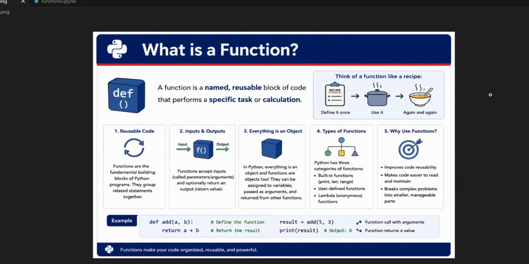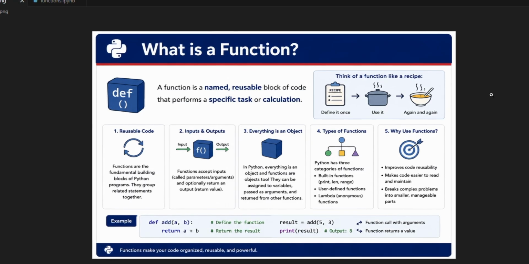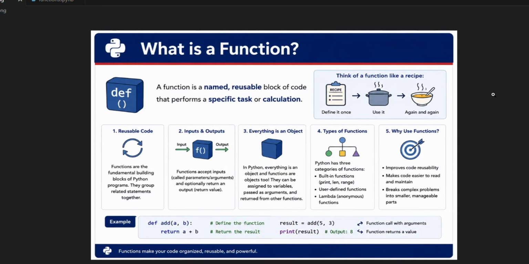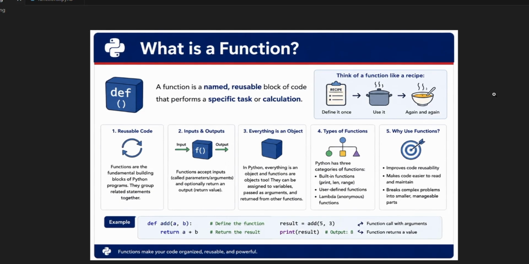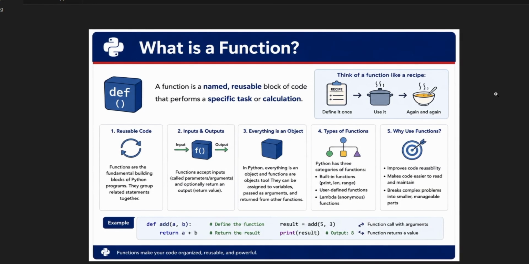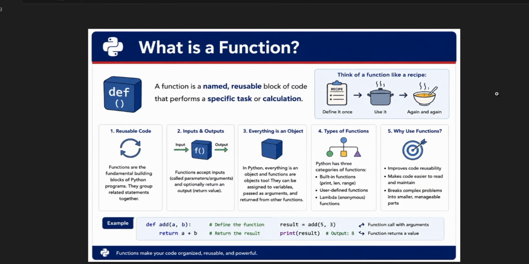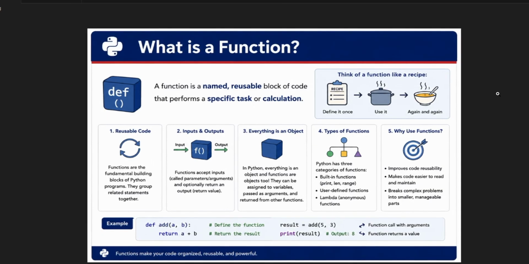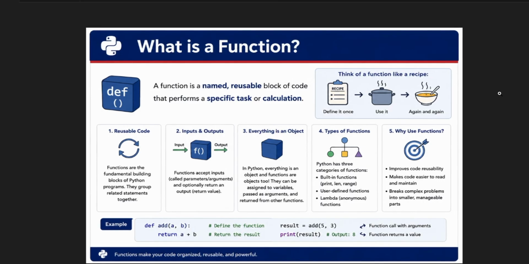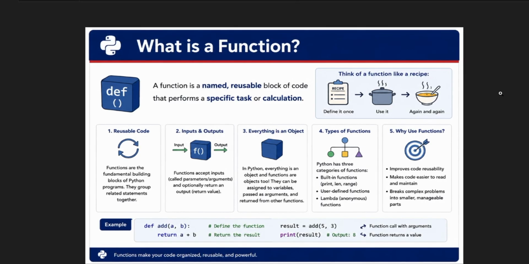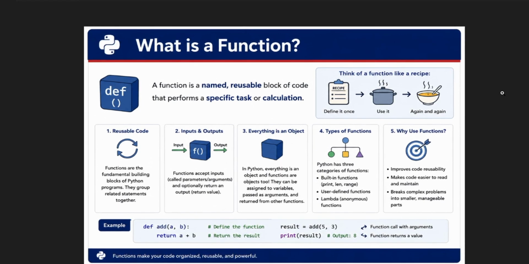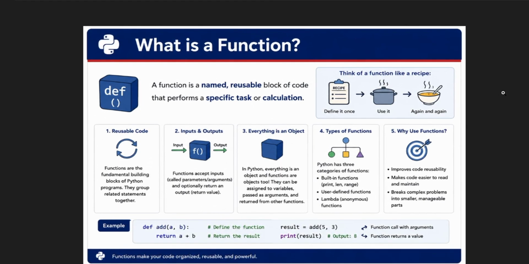So Python has three categories of functions. We have the built-in functions, examples like print, len, range, input. Then we have the user-defined functions. These are the functions you create yourself, having your actual required computation that is expected from it. Then lastly, we have the lambda functions, which are basically the anonymous functions.